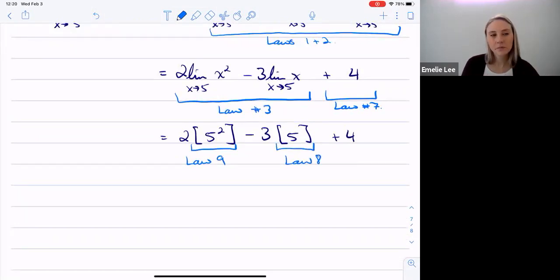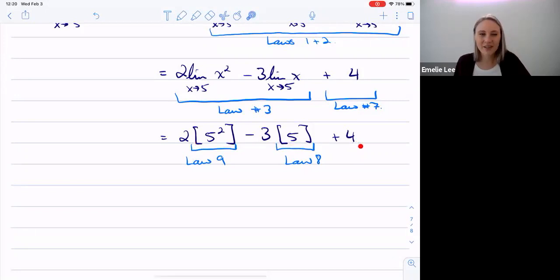But if you just think about it, law 8 could be incorporated into law 9 if you just let n be 1, right? x to the power of 1, but it doesn't matter.